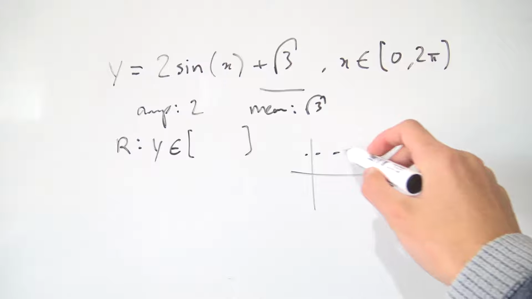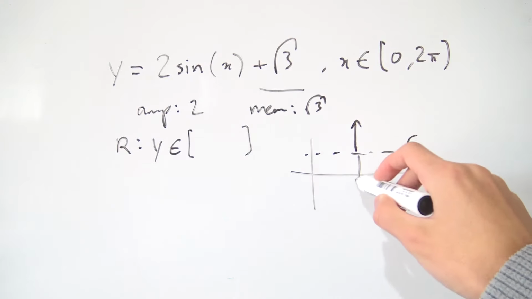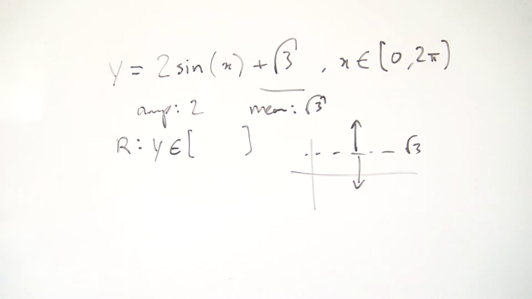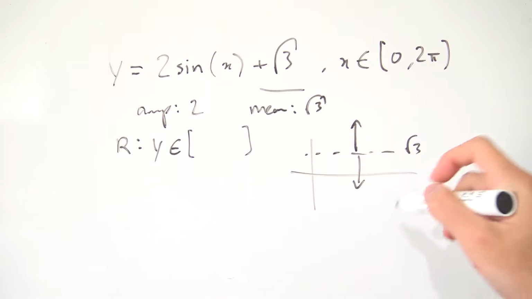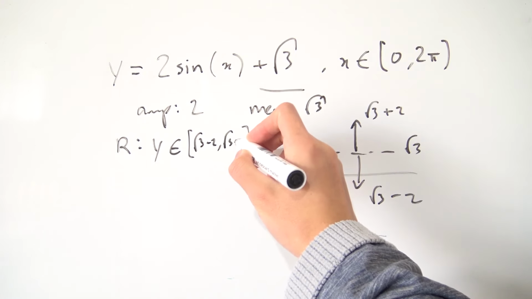So that means if we have root 3 over here as our mean position, our graph is going to go up by 2 and down by 2. And root 3 right here is like 1.7, so 2 is bigger than root 3. So that means our range is between root 3 minus 2 and root 3 plus 2. So it's just our mean position plus or minus our amplitude. So we're going to have root 3 minus 2 and root 3 plus 2.